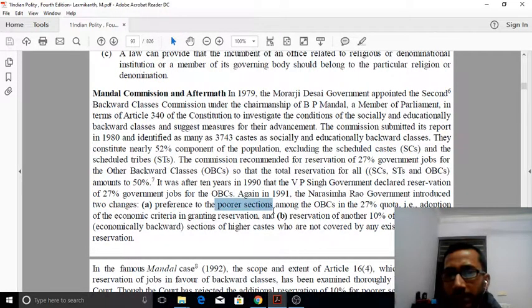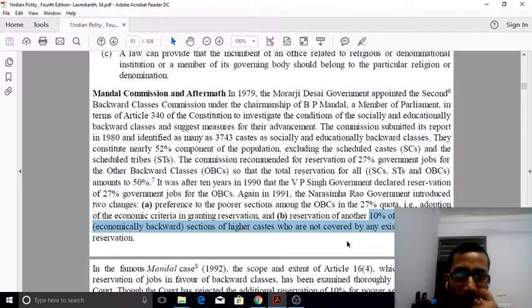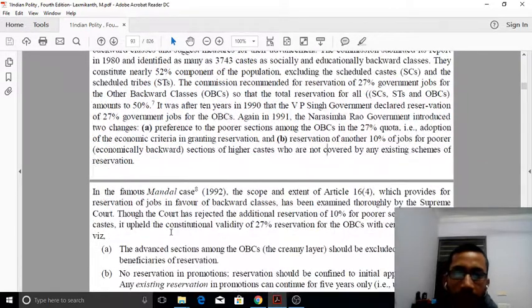Preference to the poorer sections among OBC in the 27% quota. That is, adoption of economic criteria in granting reservations. Reservation of another 10% of jobs for poorer, economically backward sections of the higher castes also, who are not covered by any existing schemes of reservations. That is nothing but 10% of jobs for the poorer, economically backward sections of higher castes, who are not covered by any existing schemes of reservations, right?